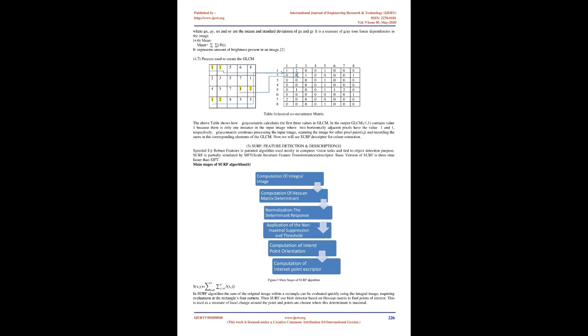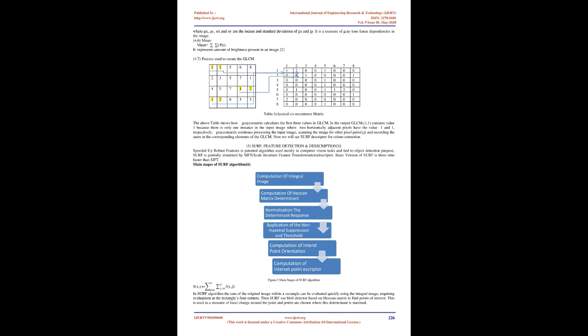Table 1, Classical co-occurrence matrix. The above table shows how graycomatrix calculates the first three values in the GLCM. In the output GLCM, element (1,1) contains value 1 because there is only one instance in the input image where two horizontally adjacent pixels have the value 1 and 1, respectively. Graycomatrix continues processing the input image, scanning the image for other pixel pairs (i,j) and recording the sums in the corresponding elements of the GLCM. Now we will see the SURF descriptor for color extraction.